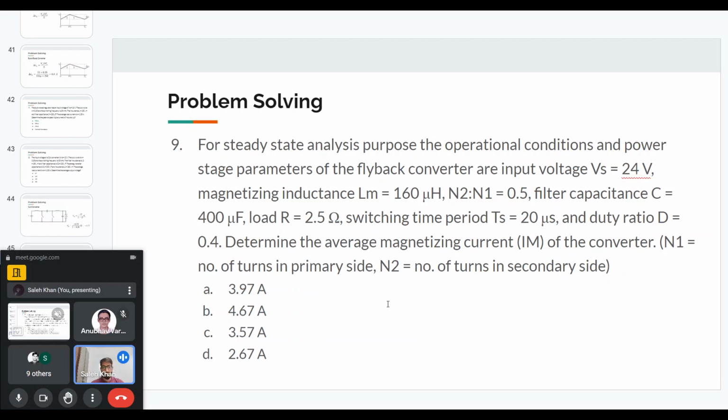So the ninth question is asking about the steady state operation of a flyback converter. We are given the input voltage, the magnetizing inductance, the turns ratio of the transformer, the filter capacitance, and the load resistance. The switching time period is 20 microseconds and the duty is 0.4. Determine the average magnetizing current of the converter.